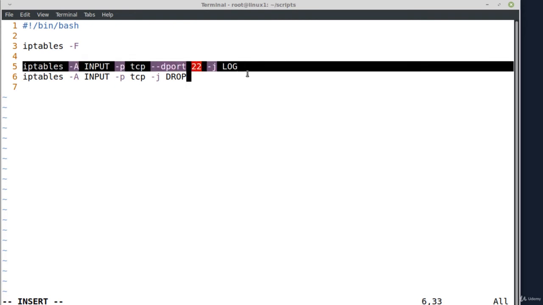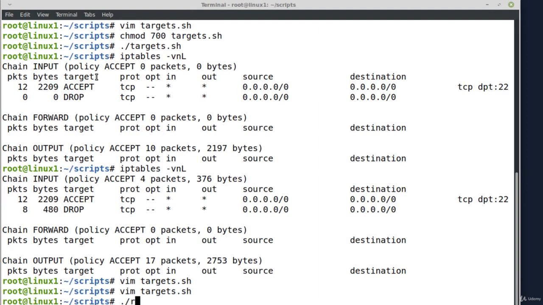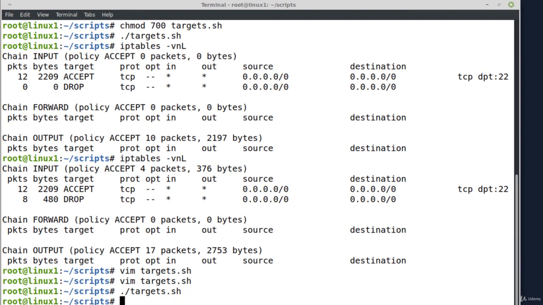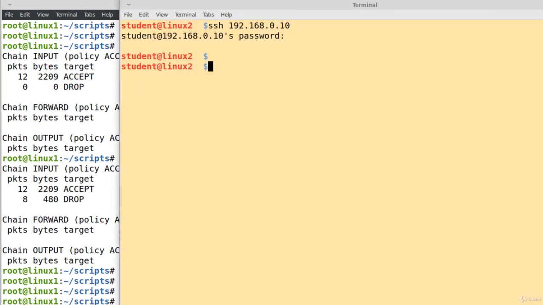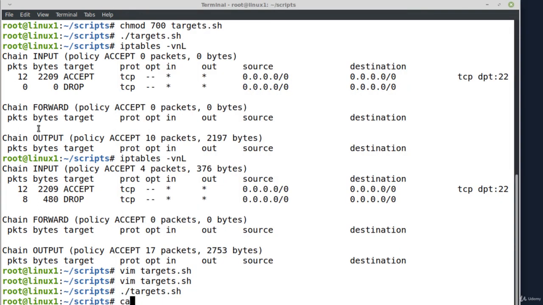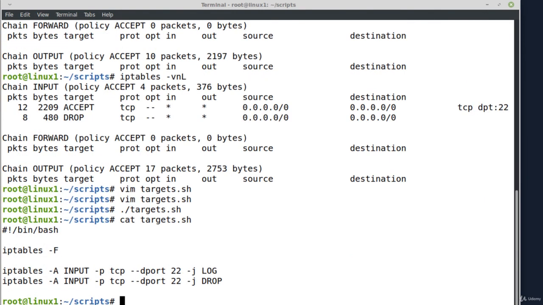And the second rule with the same matches will drop SSH traffic. I'm saving the script and running it. From Linux 2, I'll connect using SSH to Linux 1. We notice that SSH is not working. The packets were dropped by the second rule, not by the first one. The first rule has logged information about the packet headers, and then the packet continued traversing the chain and was dropped by the next rule.